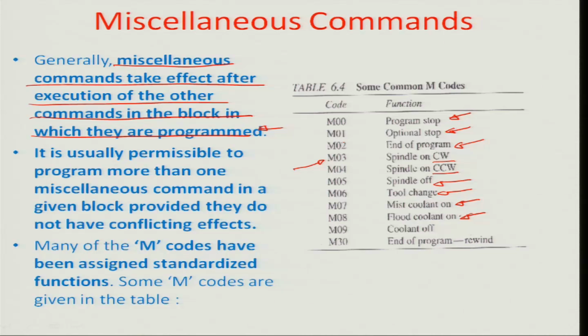It's usually permissible to produce more than one miscellaneous command in a given block, as long as they don't have any conflicting nature. For example, you can't say coolant off and on together. Okay, so that doesn't create any sound basis. So as long as there are no conflicting natures of these commands, you can have multiple miscellaneous commands in every command block. So that's about it.